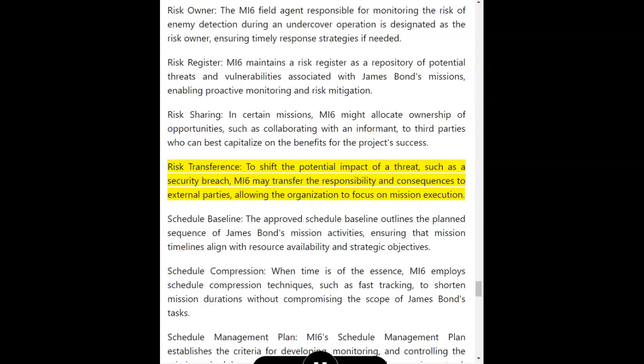To shift the potential impact of a threat, such as a security breach, MI6 transferred the responsibility and consequences to external parties, allowing the organization to focus on mission execution.